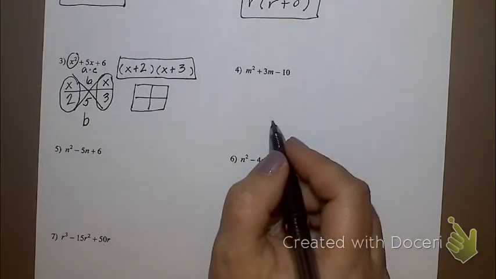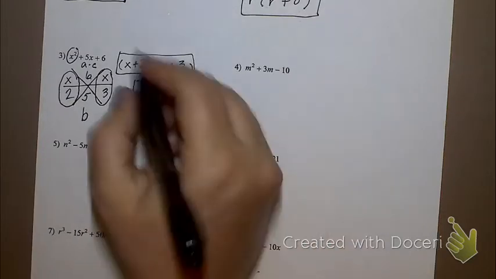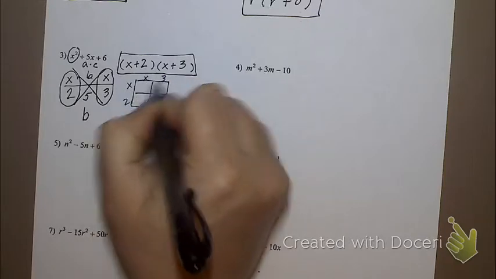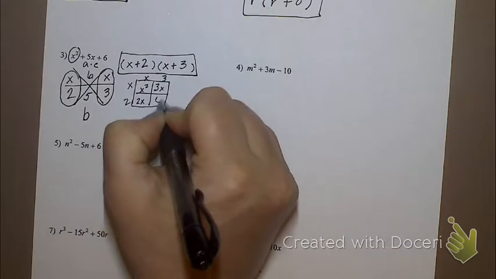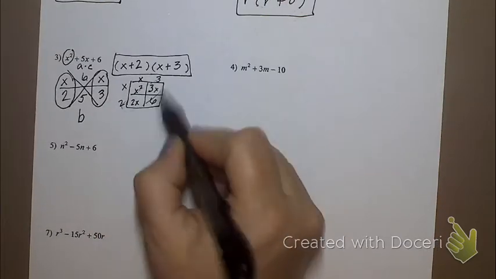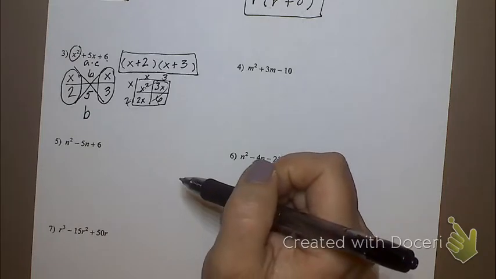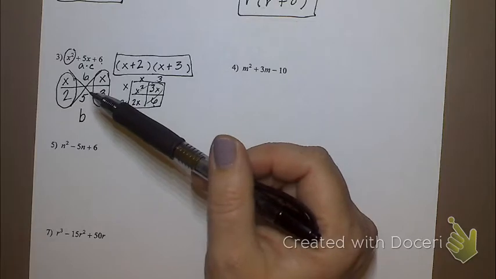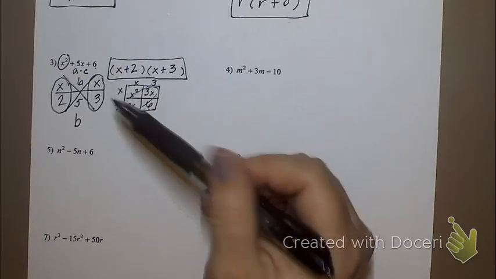Can I check my work if I want to? Yeah. How would I check my work? Put in the box. X and 2, x and 3. That gives me x squared, 3x, 2x, and 6. So x squared plus 5x plus 6. Got it. Now there's not really anything magical about this snowflake. It's just a way of kind of organizing it, and it helps us put things together.